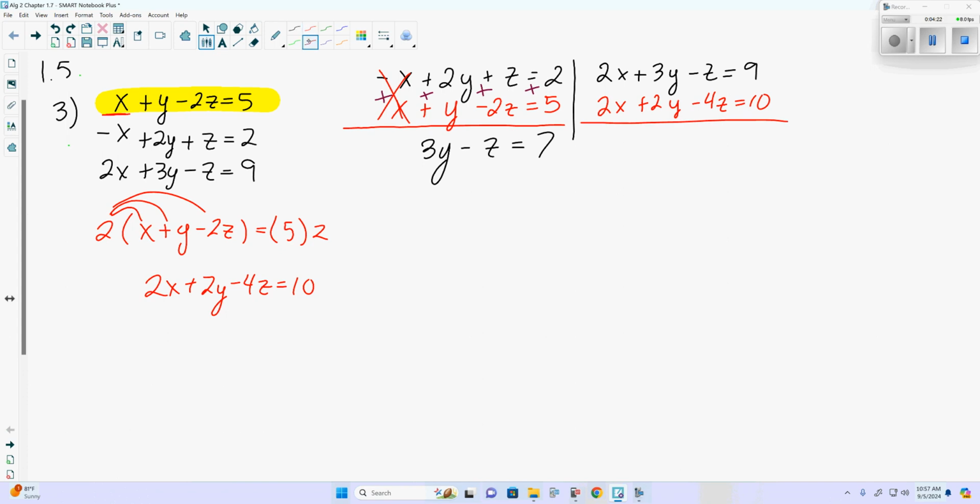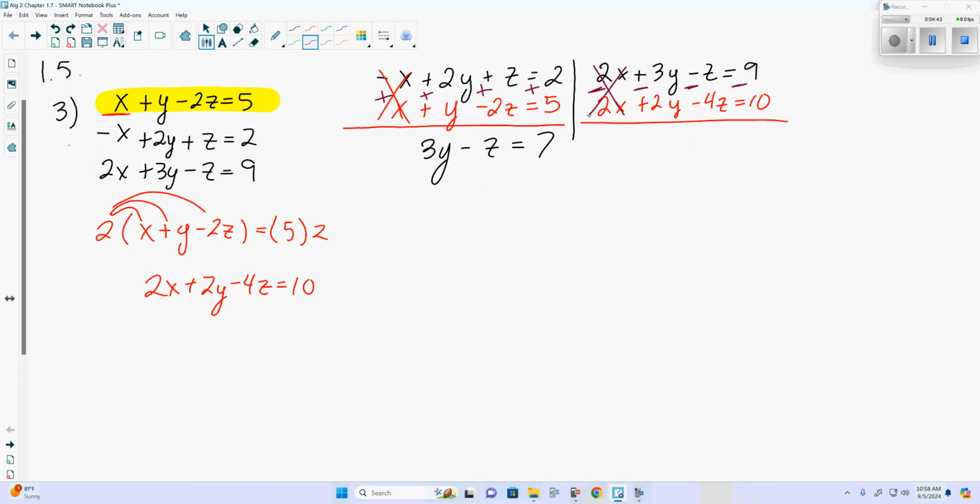And again, we're going to eliminate x. So we have 2x and 2x. If we added them, like we did the other one, 2x plus 2x would be 4x, not 0. 2x minus 2x, 2 minus 2 is indeed 0. So here we have to subtract. Also, when the signs are the same, we subtract.